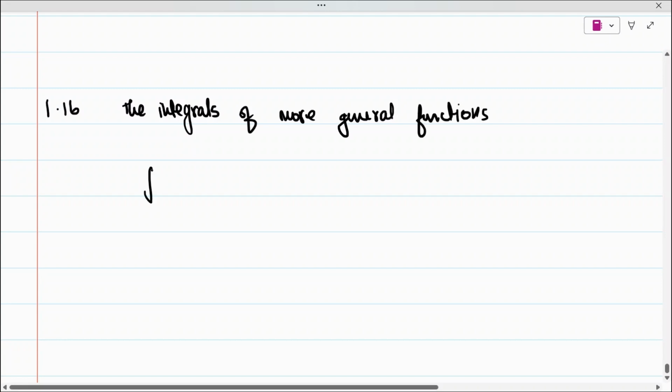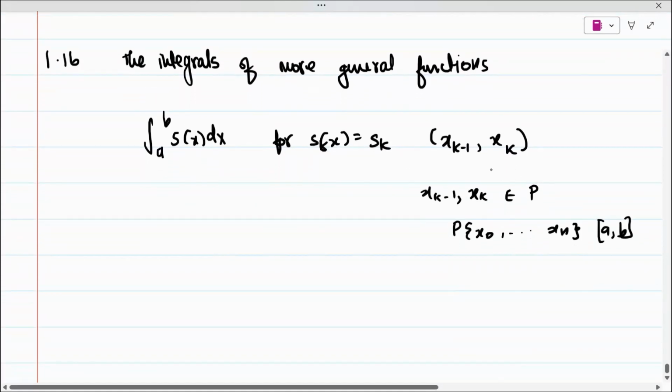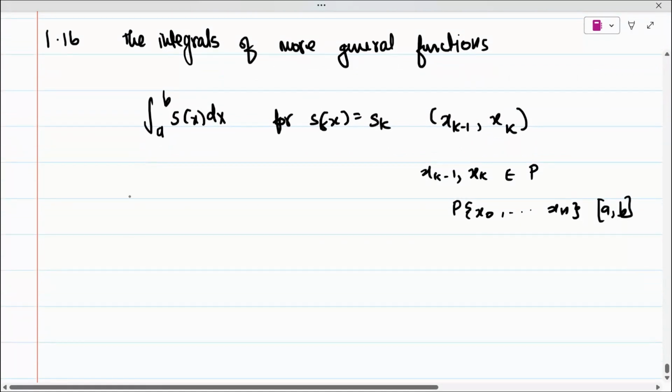Okay, so this has also been defined quite well. A partition is basically a step function, which contains, for some subinterval, n partitions. Now the more general function.